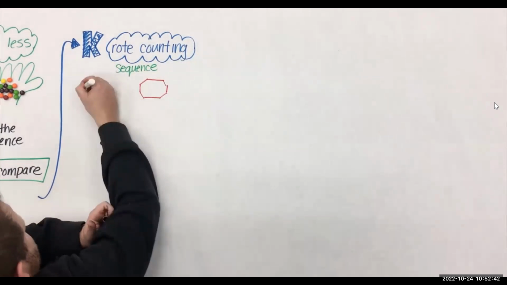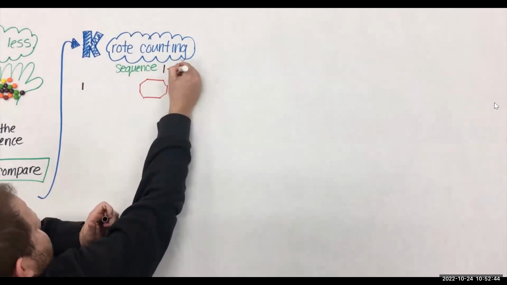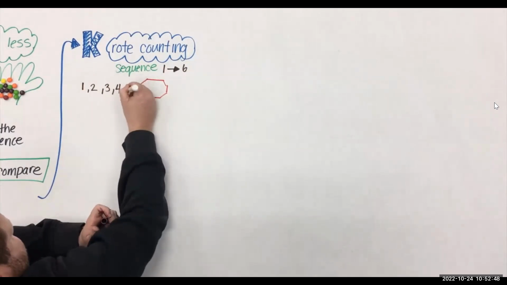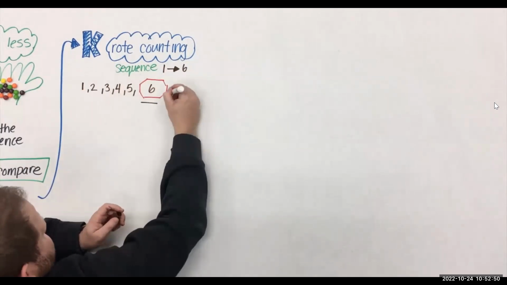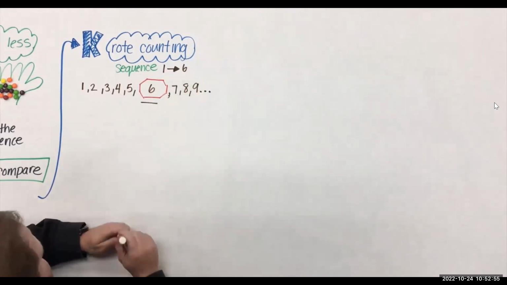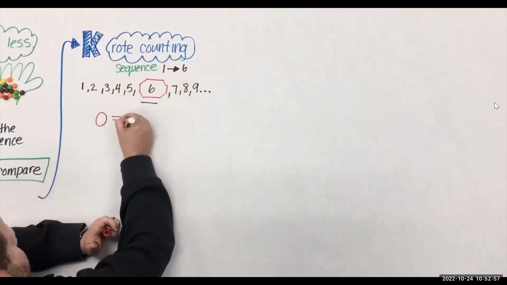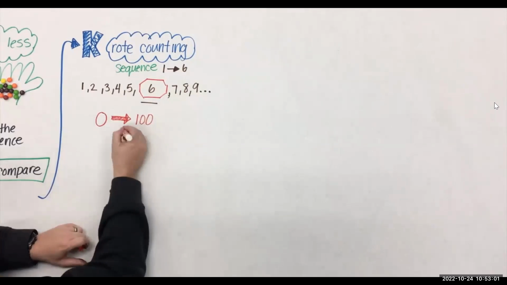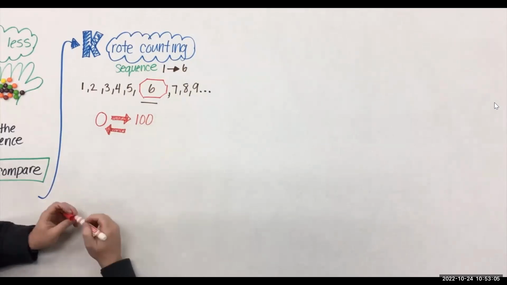So an example of that would be as if we asked a student to count from 1 to 6. They might say 1, 2, 3, 4, 5, 6, 7, 8, 9, 10. We said stop at 6, but they can't. They have no idea where 6 is in that count sequence. Well, in kindergarten, students should be working on that count sequence from 0 to 100, forwards and backwards.